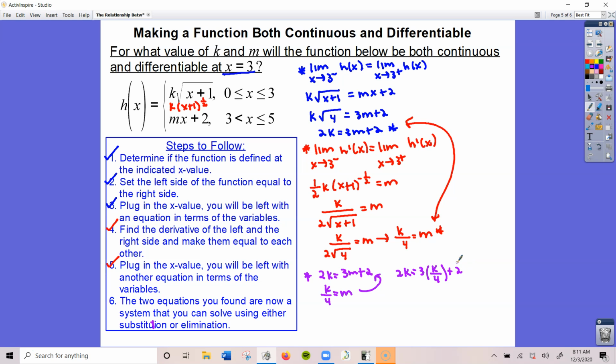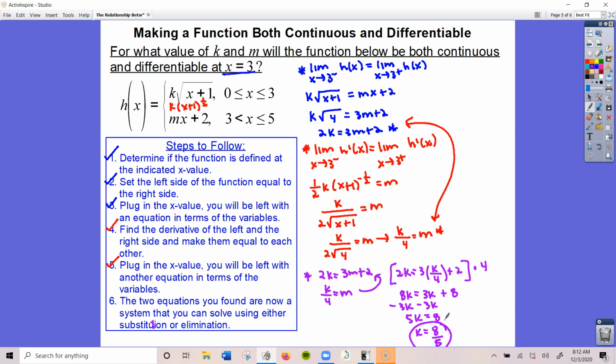Now here's my own suggestion. I really hate working with fractions most of the time, so if you ever want to eliminate a fraction, look at what the denominator is, and multiply it to the entire equation. That way the fraction will cancel out. So my equation would now read 8k is equal to 3k plus 8. And now I solve for k. Here I would just subtract the 3k, and I get 5k is equal to 8, and so k is equal to 8 over 5.